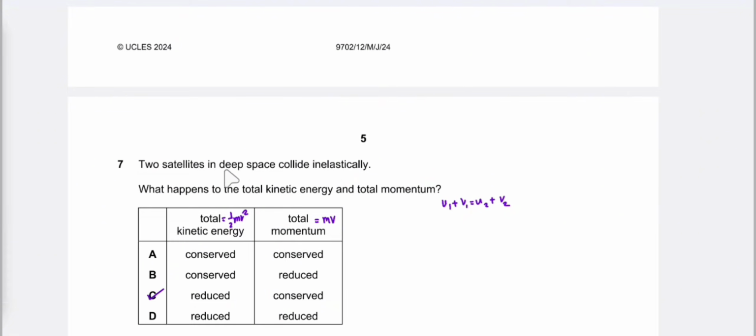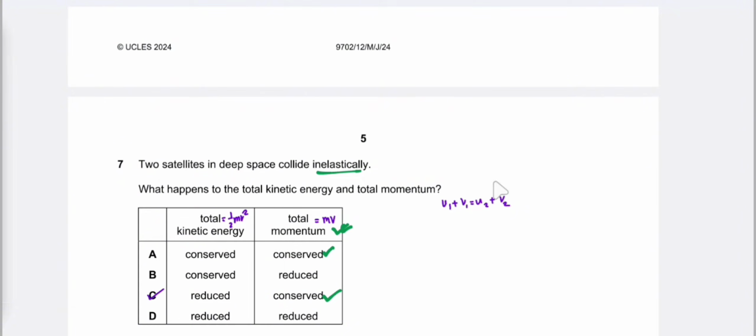7. Two satellites in deep space collide inelastically. What happens to the total kinetic energy and total momentum? For an inelastic collision, we know that momentum is always conserved, whether it is an elastic or an inelastic collision. But since it is not an elastic collision, kinetic energy is not conserved, and the relative speed of approach is not equal to the relative speed of separation.